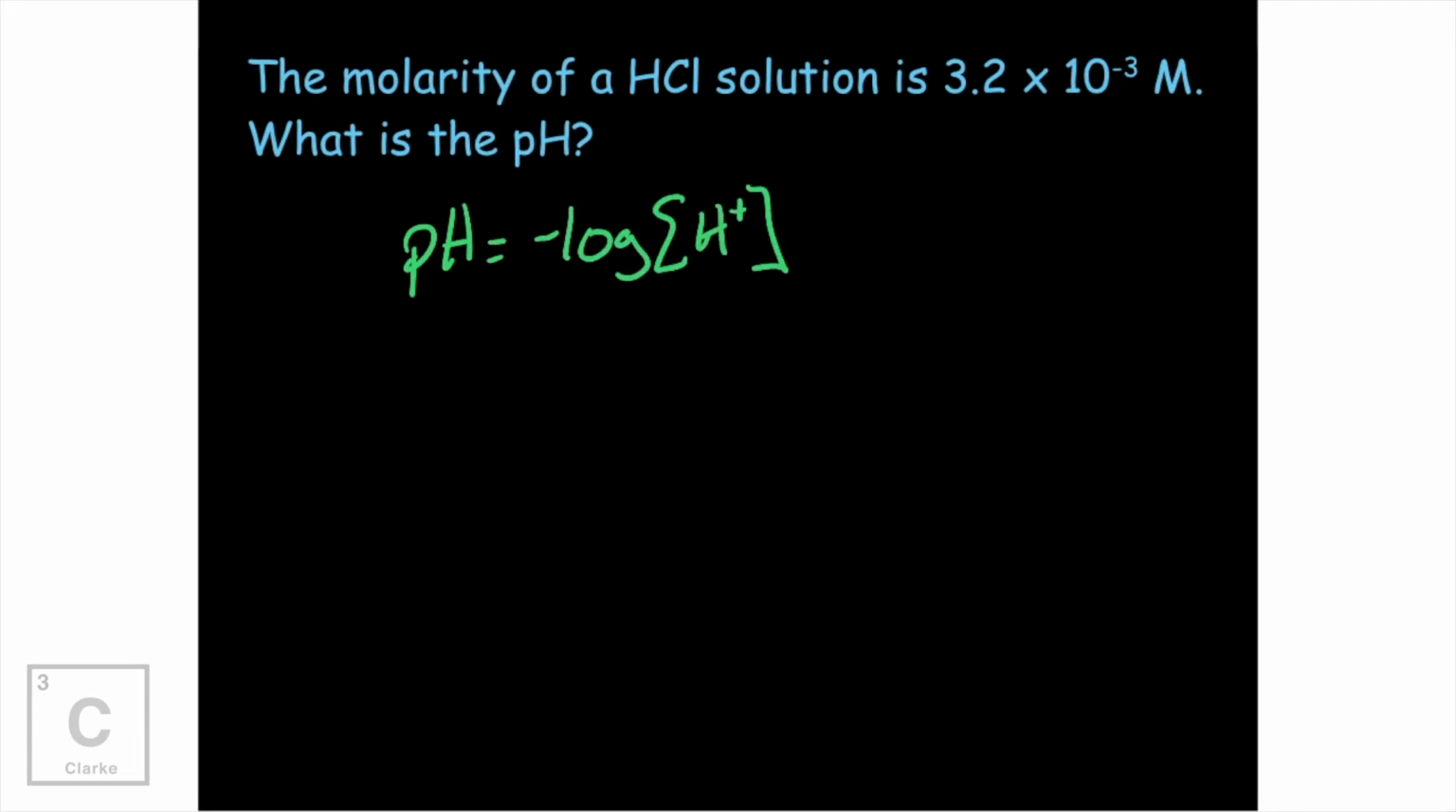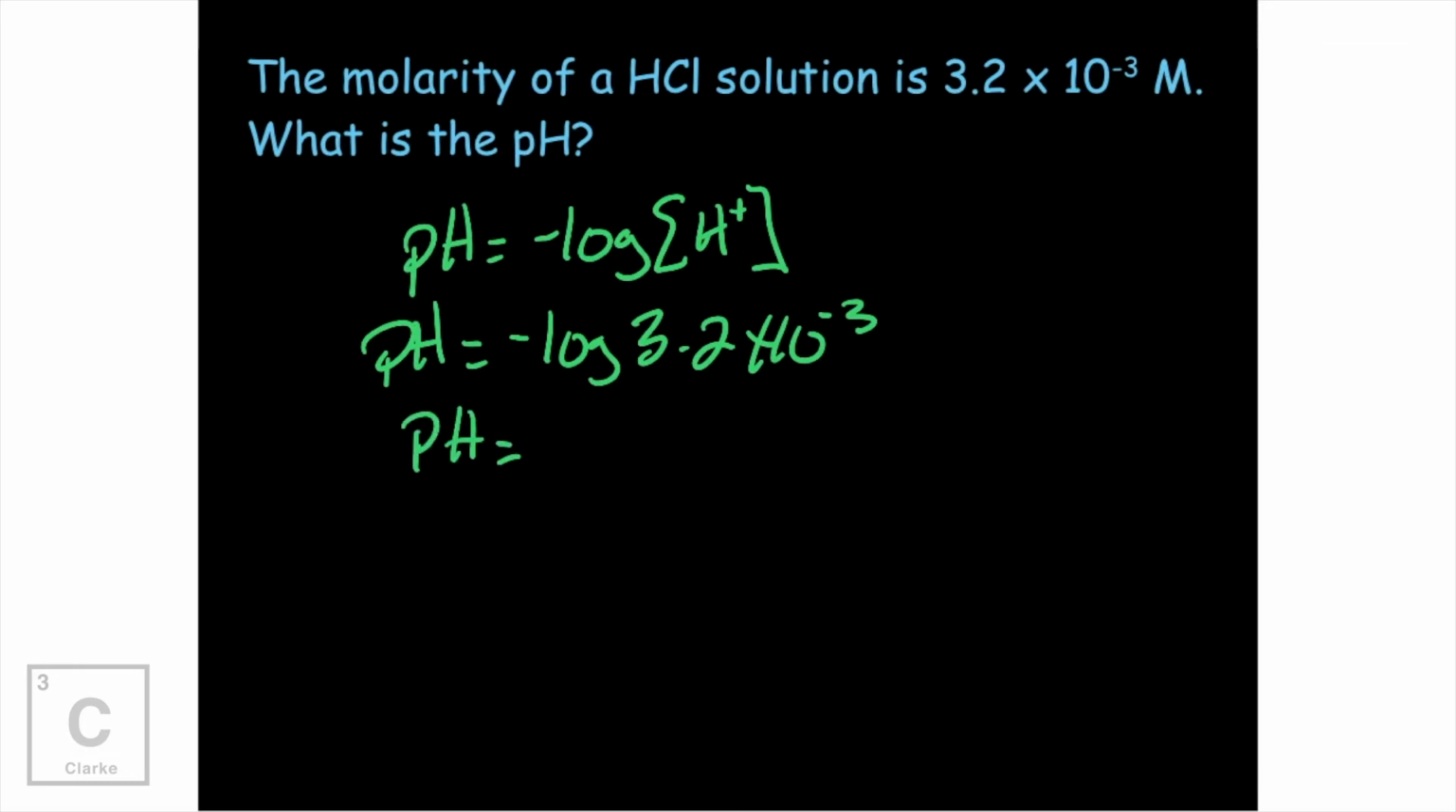This doesn't even really require much math. Your calculator is going to do all the work. So pH equals the negative log of the concentration of H, which is 3.2 times 10 to the negative 3. Now let's talk about how to put this in the calculator. I'm going to type it in exactly in the order that it says.